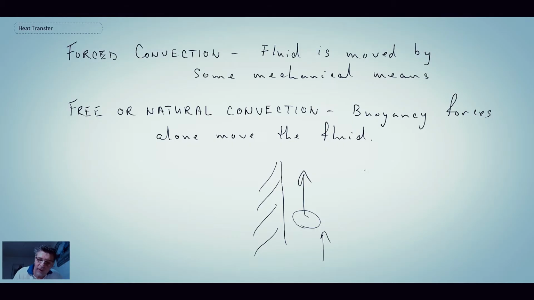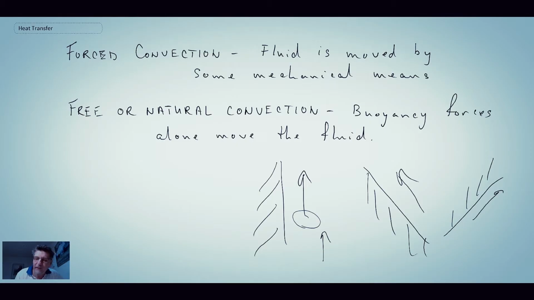But the angle becomes very important because free or natural convection at this angle is very different from free or natural convection at this angle where the fluid is moving up that way or that way versus a flat plate where you might have some free convection, but it's not going to be as strong. So anyways, we're going to look at that later on in the course. That is free or natural convection. We will also be looking at forced convection. So those are some of the concepts behind convection.